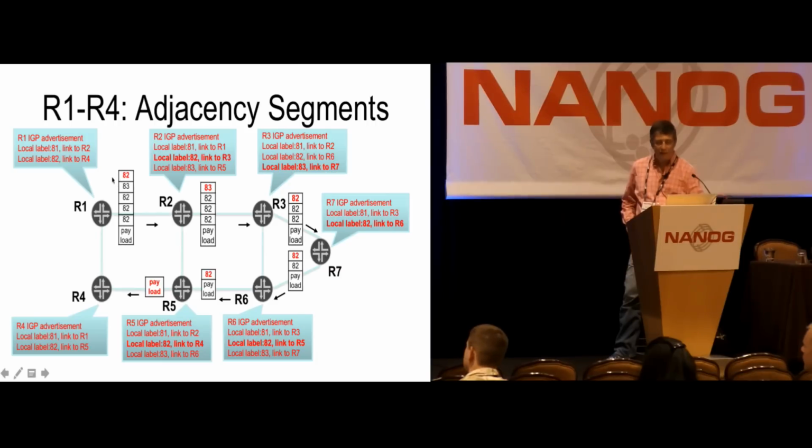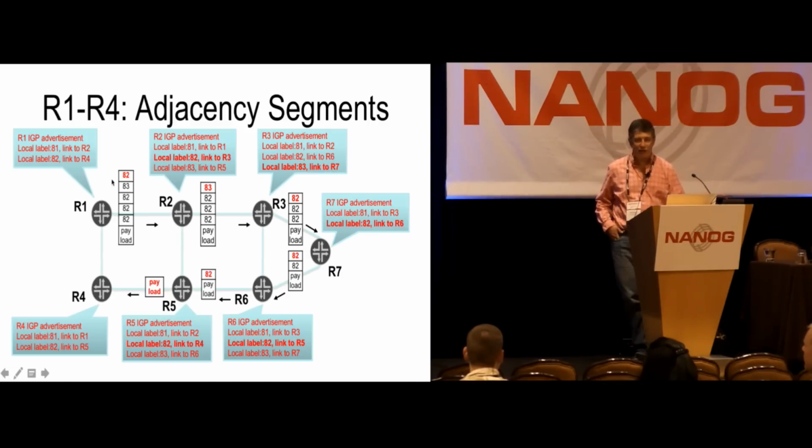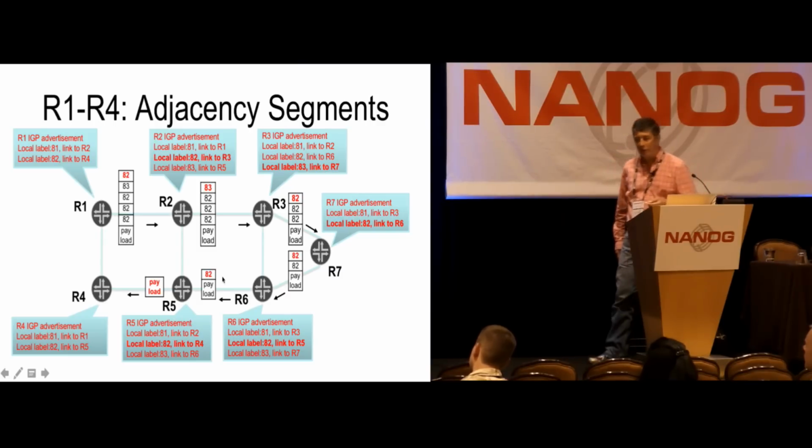So when R1 builds the label stack, he pushes all those labels representing each link, and then he forwards the packet to R2. R2 pops the outermost label and sees an 83 and forwards it to R3 because 83 represents the link to R3. R3 sees the exposed 82, pushes it to R7, and so on. So we pop a label off the stack at each hop along the way.